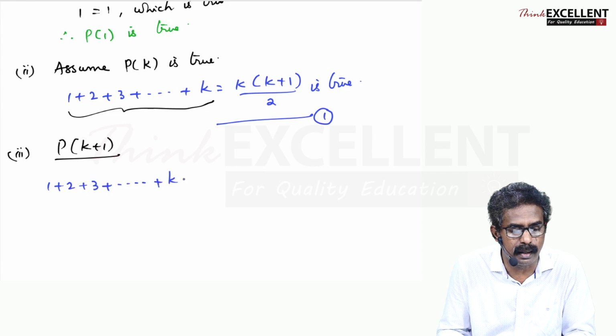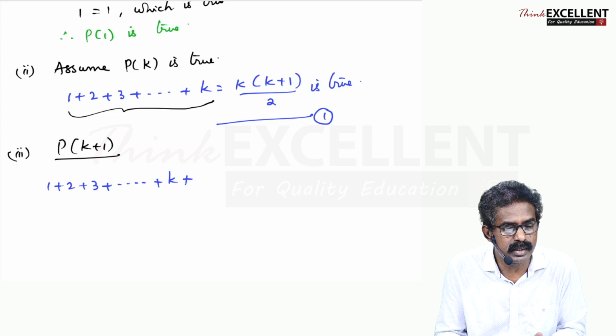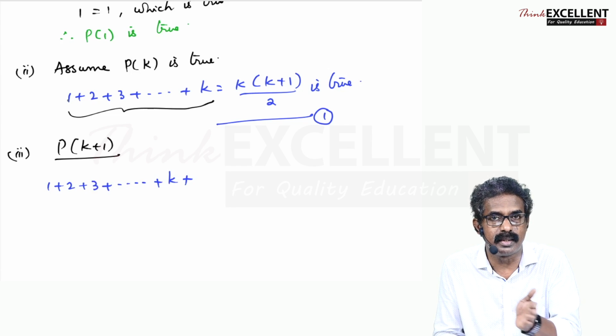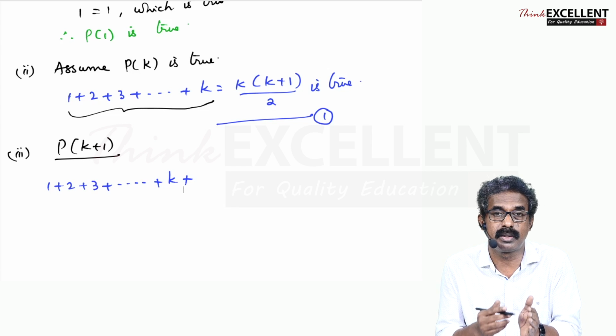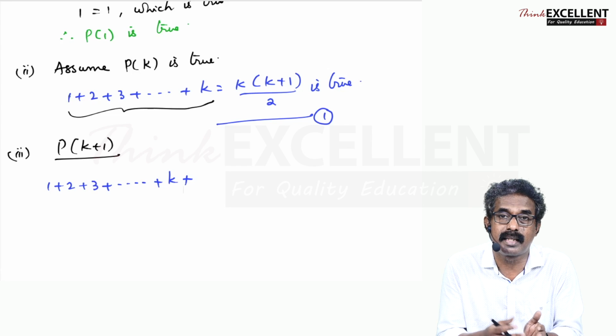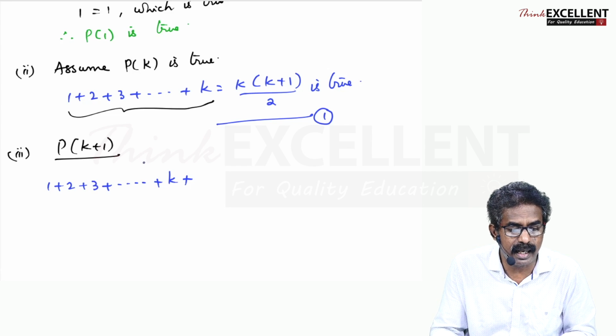Up to k plus the next term. How can you find the next term? See the sequence: 1, then 2, then 3. How are you getting the next term? By adding 1. Suppose adding 3 means here the last term you add 3. Here 1, 2, 3, 4. So we are adding 1. So the next term after k is k plus 1.